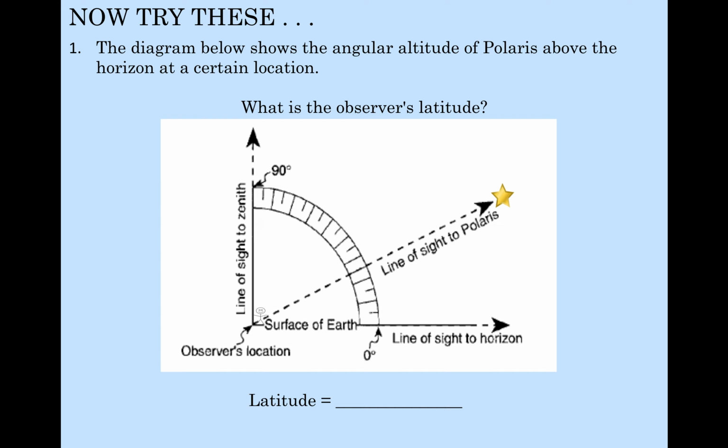So first, we need to put more increments in our scale so that we know what value it is. If we follow the big lines, that would be 10 degrees, 20 degrees, 30 degrees, and so on, all the way up to 90 degrees. As we can see, that dotted line falls directly between 20 and 30 degrees. So Polaris is 25 degrees above the horizon. That means that our latitude, the person's latitude, is 25 degrees north.